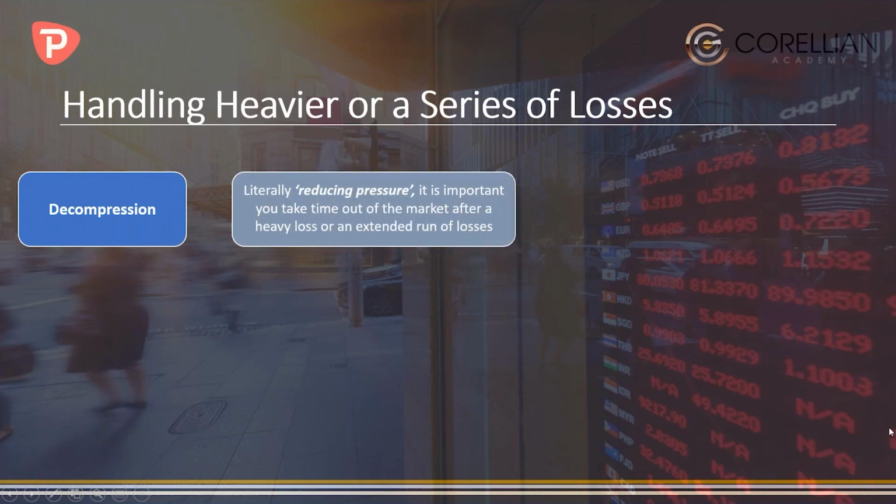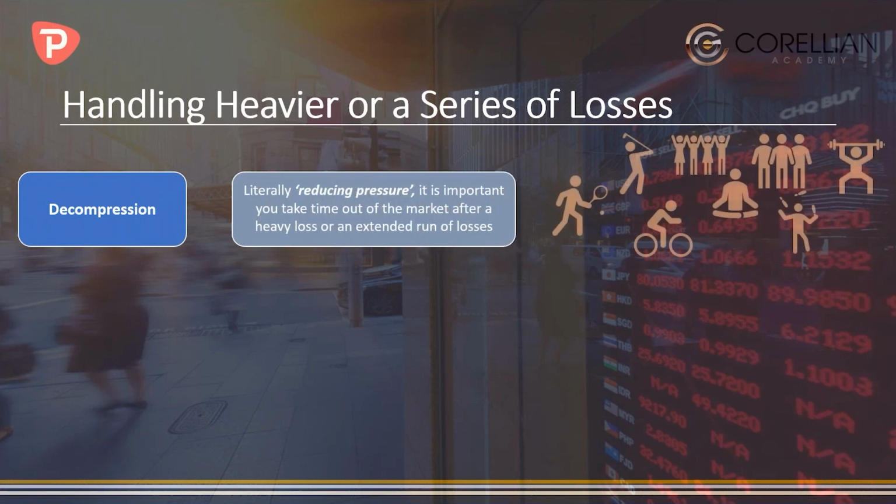And I got one quick slide here just to talk you through, when you're handling heavier losses or a series of losses, when it all feels like it's going wrong, my only advice and the best advice to give you is what I would classify as decompression. Literally, that's reducing pressure. It's important to take time out of the market after these losses, be with the family, get out on a golf course or just get on a bike, get some fresh air, just to free your mind up.